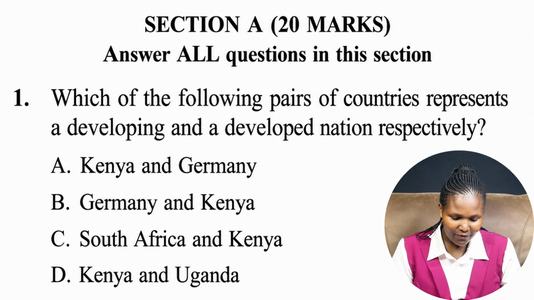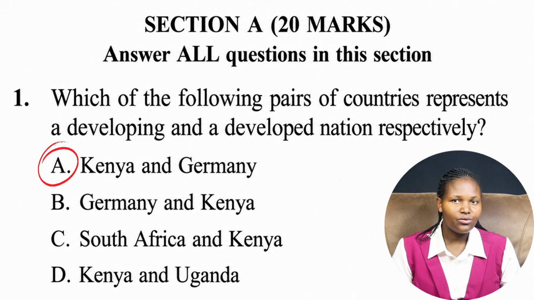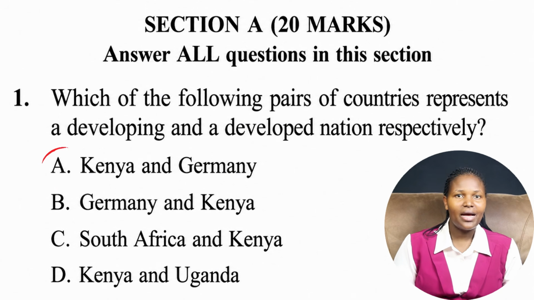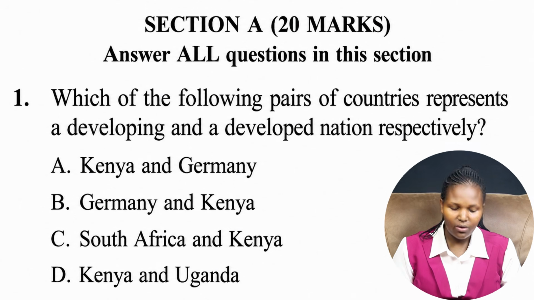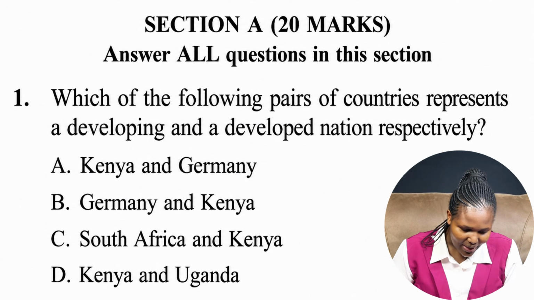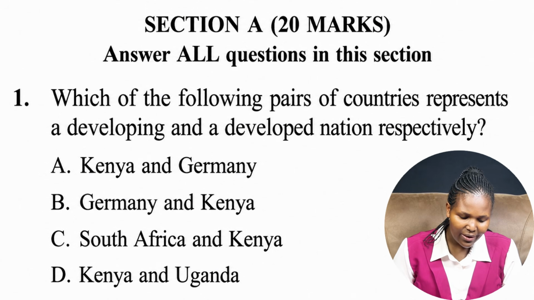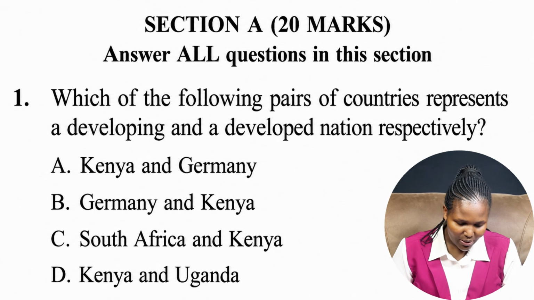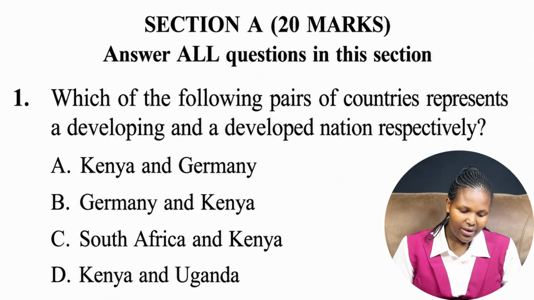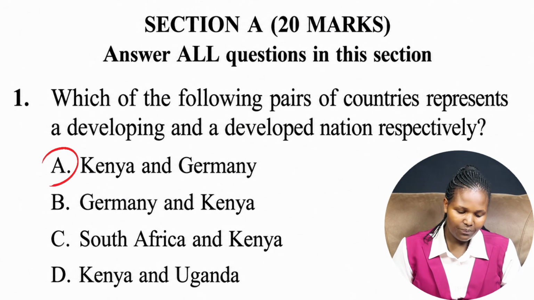And option A, we have Kenya and Germany. That is correct because Kenya is a developing country while Germany is a developed country. For option B, it reverses the required order. Why? Because Germany is not supposed to come before Kenya, because we are supposed to start by identifying the developing and then the developed nation. And then options C and D contain two developing countries, because South Africa, Kenya, and Uganda are all developing countries. So the correct option is A.